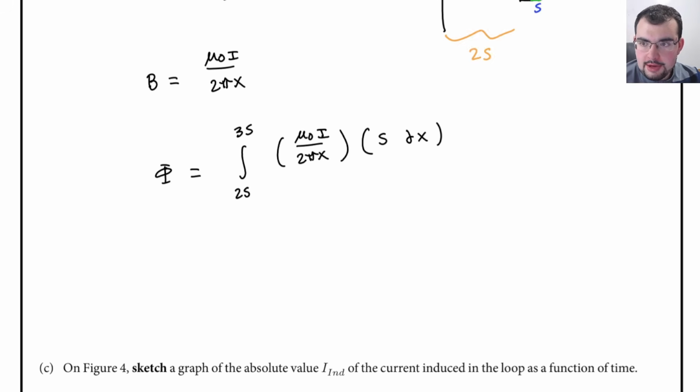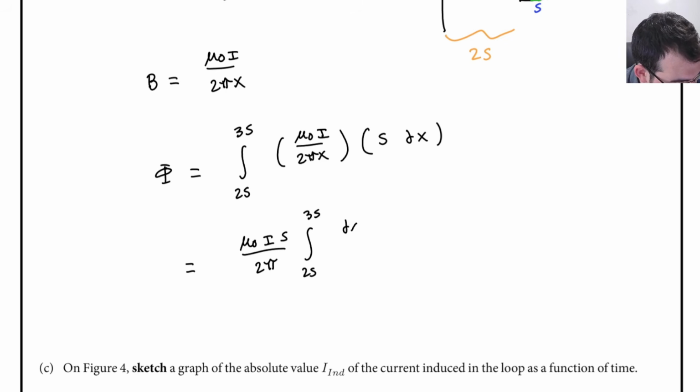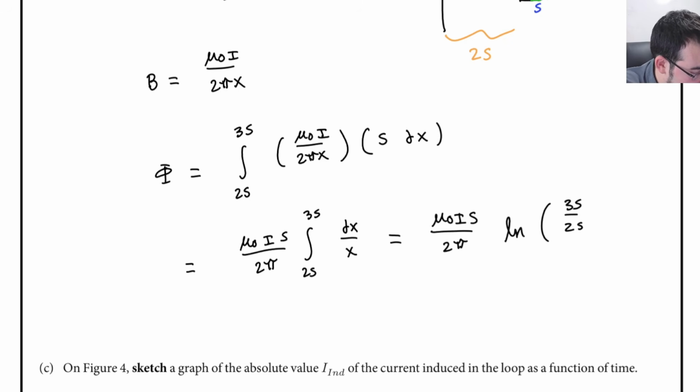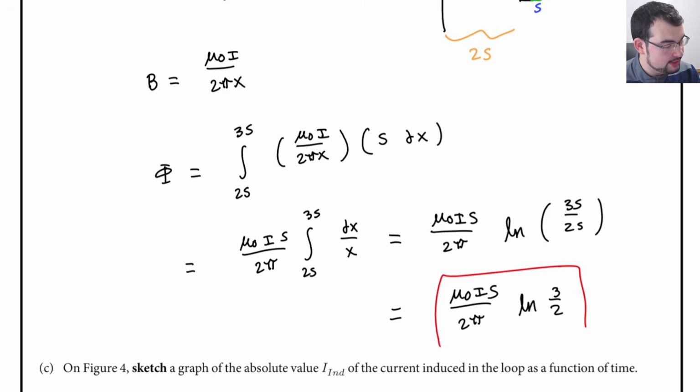And this looks scary, but basically everything factors out. Mu naught I s over 2 pi factors out, and then we just integrate from 2s to 3s of 1 over x dx. That's, of course, everyone's favorite, most special friend, the natural log of 3s over 2s, because log subtraction is just division. Hopefully we've seen that enough that that's sort of second nature. So we get mu naught I s over 4 pi times natural log of 3/2. I'm sure that's exactly what we thought the answer would be.